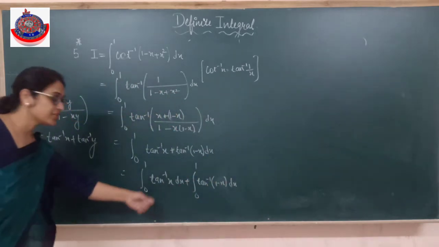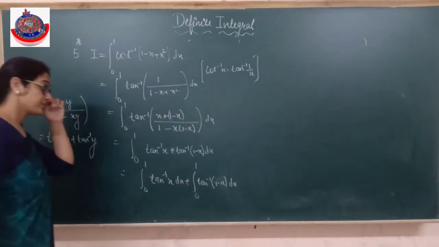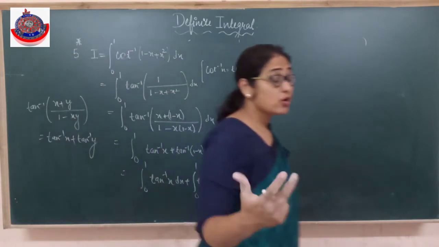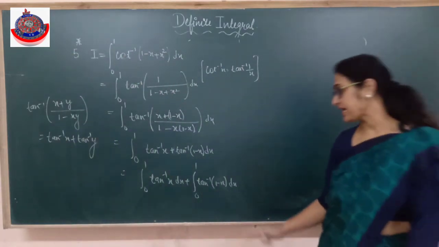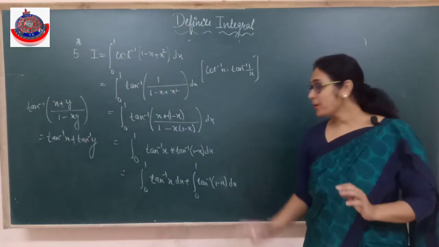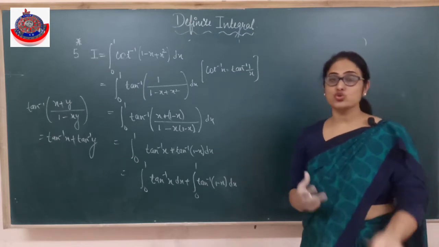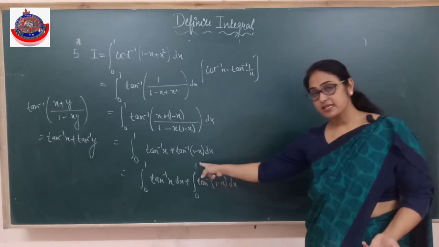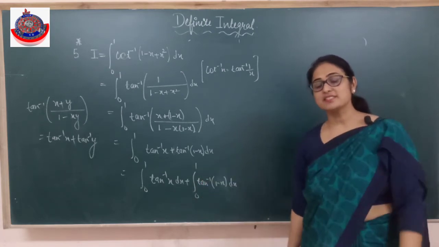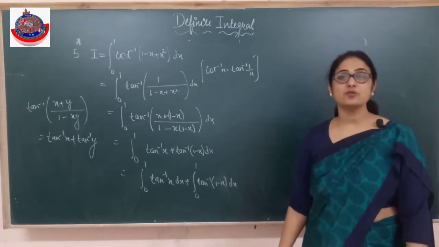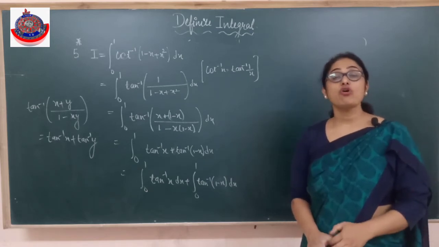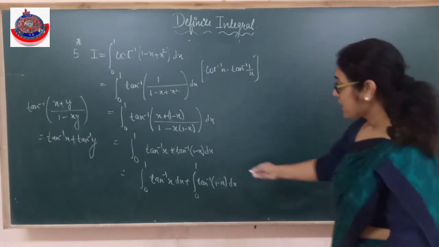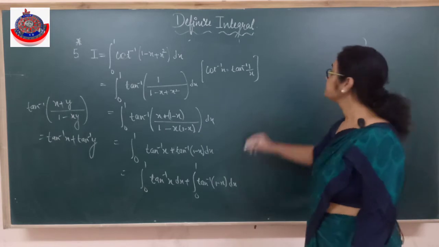I know how to integrate tan inverse x by parts. ठीक है, और कोई ऑप्शन नहीं है. बट एक और साथ में है tan inverse 1 minus x. I can solve this also by parts. बट दो चीजें सॉल्व करनी पड़ेगी. कुछ सोचो. x, 1 minus x. 1 is here also. So apply that property. Integral 0 to a f of x is equals to integral 0 to a f of a minus x. Apply the property on this part.